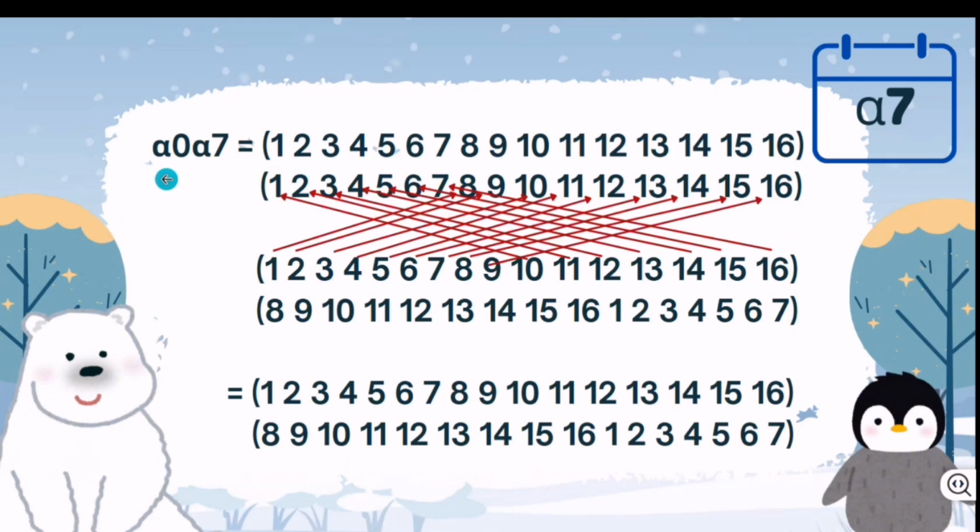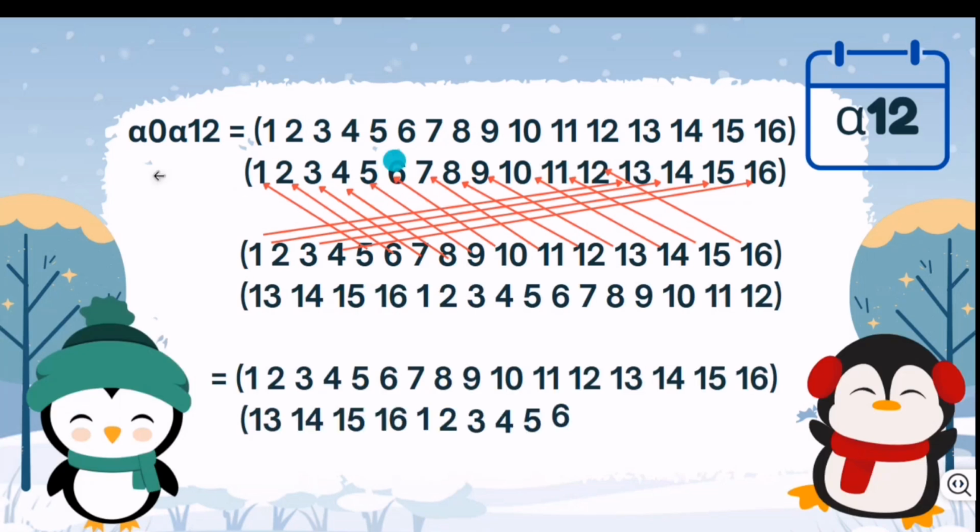And now we operate, or we combine, alpha sub 0 and alpha sub 7. Of course, if we operate an element to an identity element, the result is the element that we operate to that identity element. So alpha sub 0 and alpha sub 7 is equal to alpha sub 7.